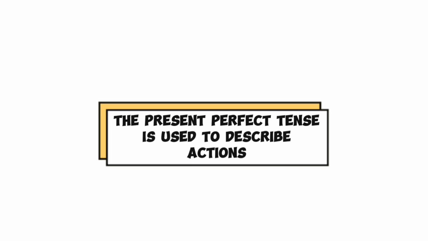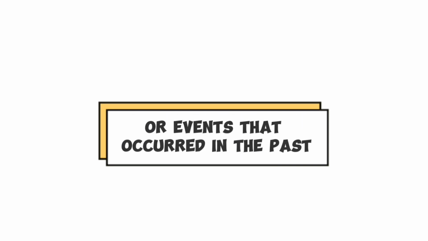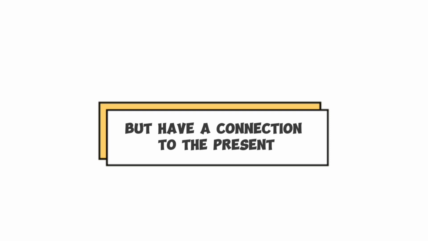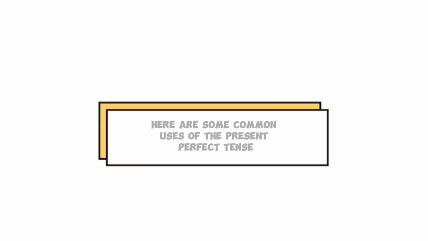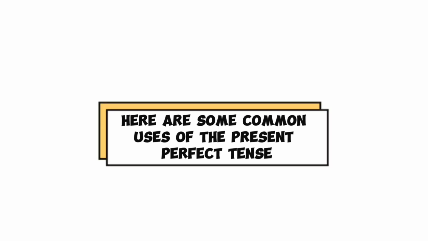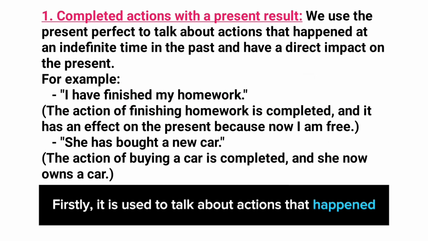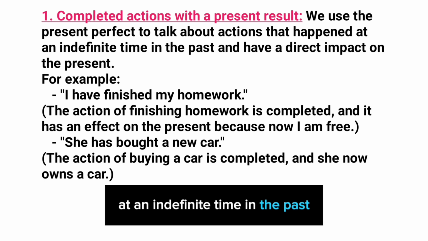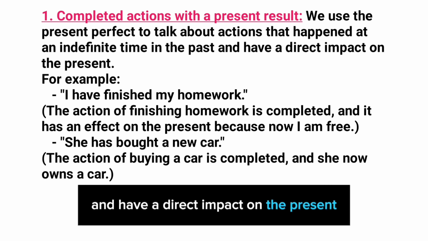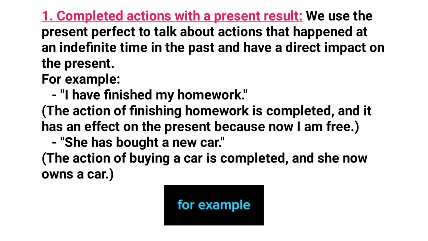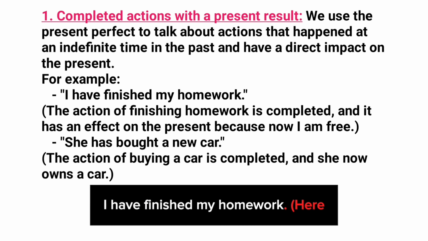Now, let's explore some intriguing uses of the present perfect tense. The present perfect tense is used to describe actions or events that occurred in the past but have a connection to the present. Here are some common uses of the present perfect tense. Firstly, it is used to talk about actions that happened at an indefinite time in the past and have a direct impact on the present. For example, I have finished my homework.